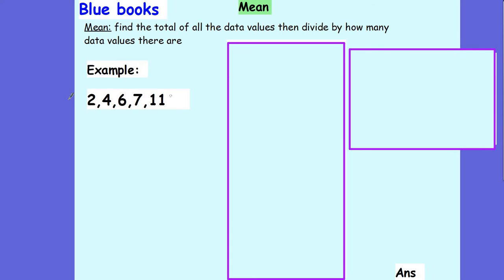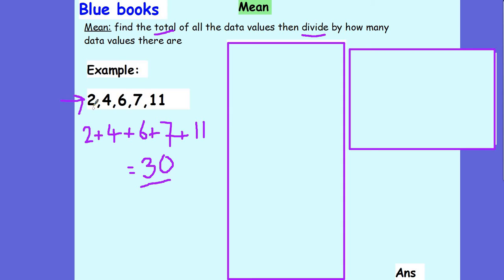So I want to find the mean of this list of values. I know I need to find the total first and then divide by the number of values there are. Now the total, 2 plus 4 gives me 6, plus 6 gives me 12, plus 7 gives me 19, plus 11 gives me 30. So that's my total. But to find the mean, the average, I need to divide by the number of numbers, which is 1, 2, 3, 4, 5. 30 divided by 5 will give me 6. So that's my mean, my average.